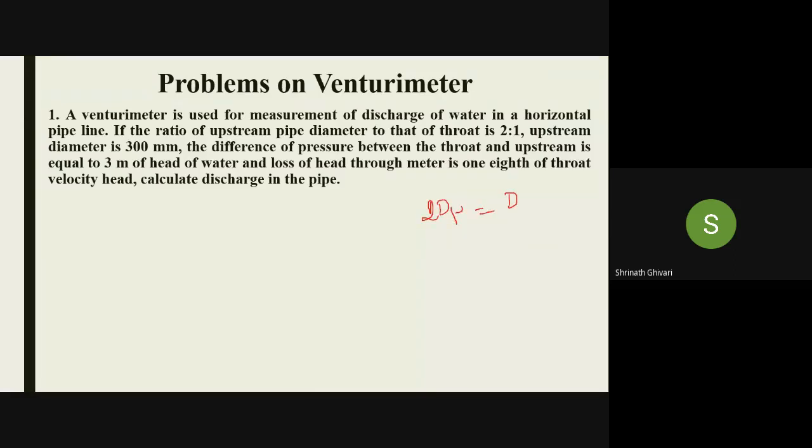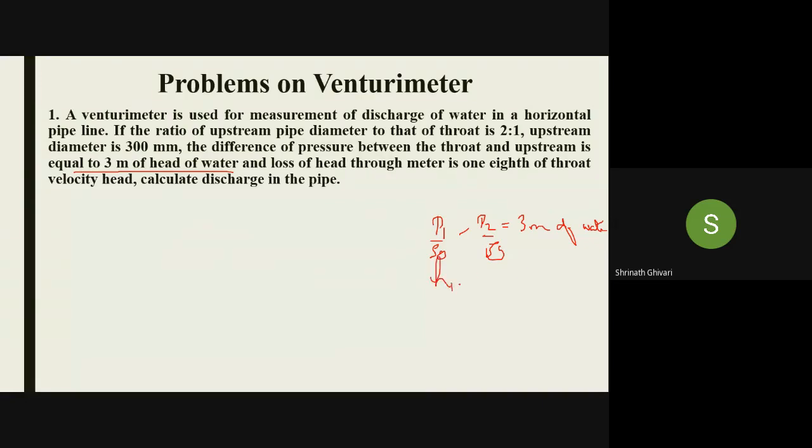What will be the diameter of throat? Obviously 150 mm, half of that. The difference of pressure between the throat and the upstream is equal to 3 meter of head of water. The difference of pressure head, that is P1 by rho g minus P2 by rho g, is equal to 3 meter of the water.